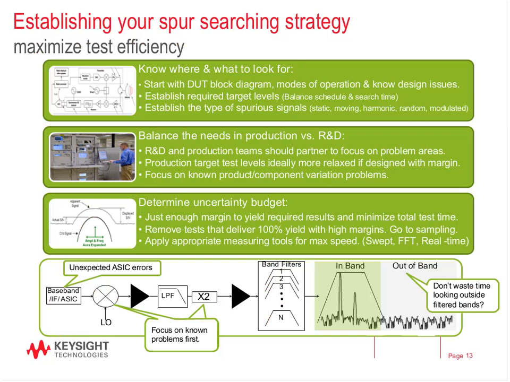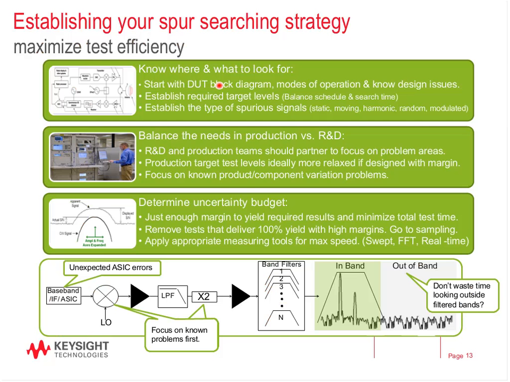Before you get started into your spur searching activity, a good rule of thumb is always to start with knowing your device. You want to create a strategy to maximize your efficiency for all the reasons I listed above. So first stop, know where to look and what to look for. In this case, you want to start with your block diagram. You want to look at all the contributors to spurs. You know you have a mixer, you know the fundamental frequency, the LO, the IF that it's operating at, you know your amplifiers, your synthesizer loops, anything else.